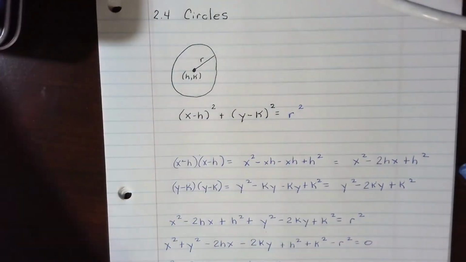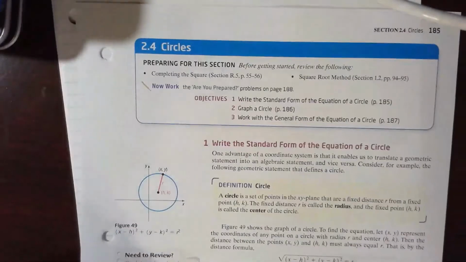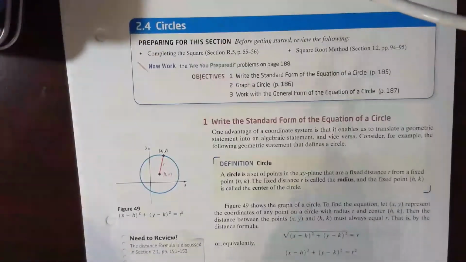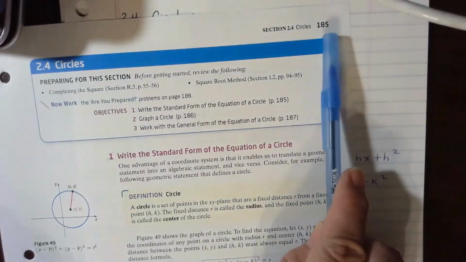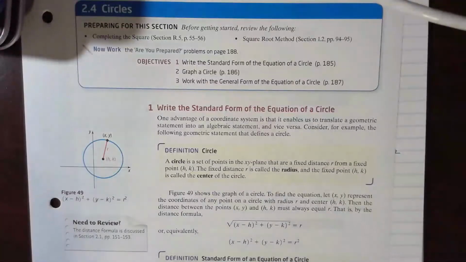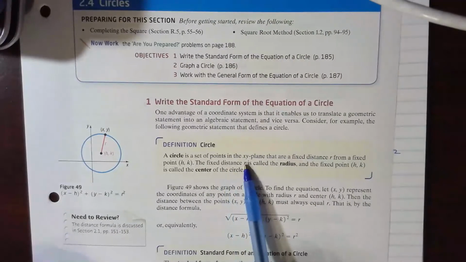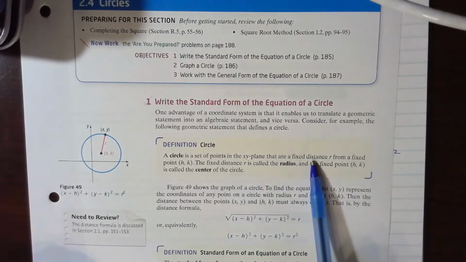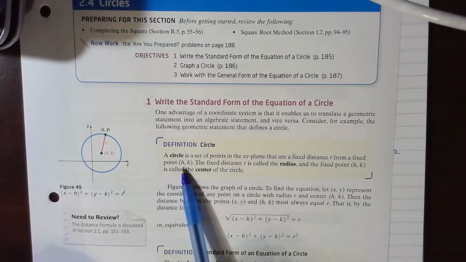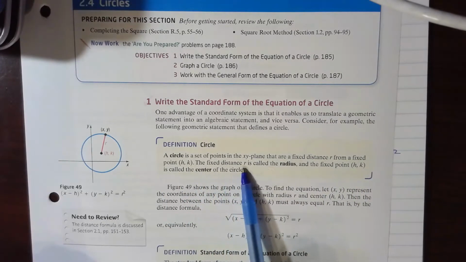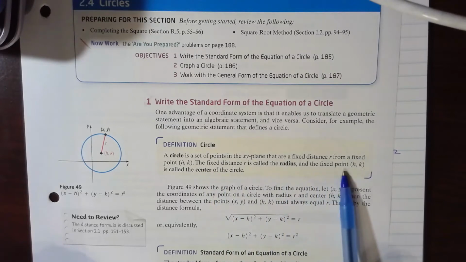Okay, this lesson is section 2.4, and it's going to be about circles. And so I thought we'd begin by looking at the definition. I'm on page 185 in your book, and it says a circle is a set of points in the XY plane that are a fixed distance r from a fixed point (h, k). The fixed distance r is called the radius, and the fixed point (h, k) is called the center of the circle.